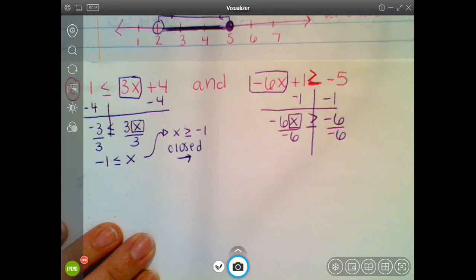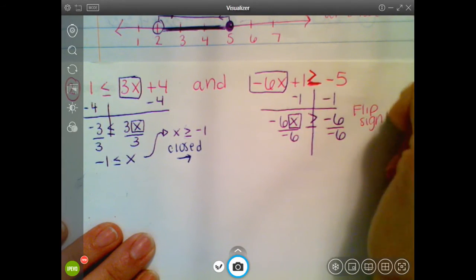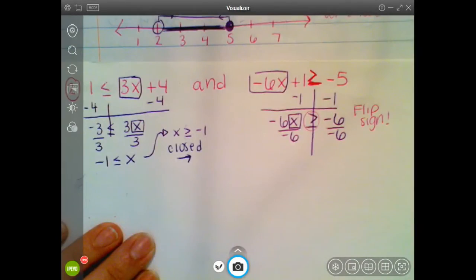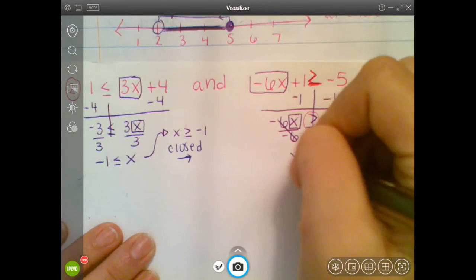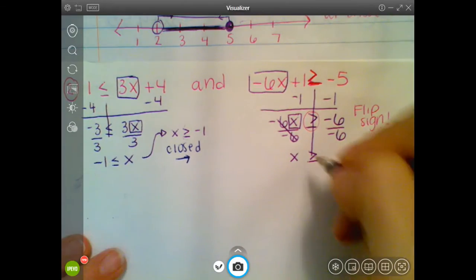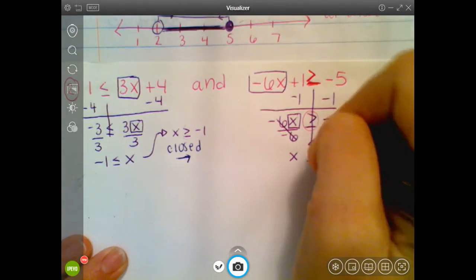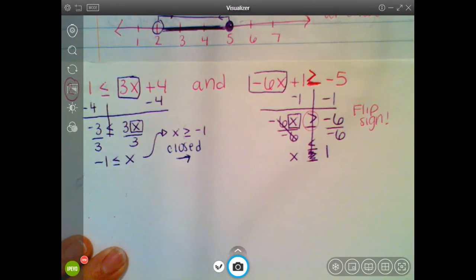Now you should remember, when you divide or multiply by a negative, you have to flip the sign. So my next line, I have to flip that guy. So these cancel. I get x is greater than or equal to, just kidding. See, I just did it for you, so that's great. X is less than or equal to 1.